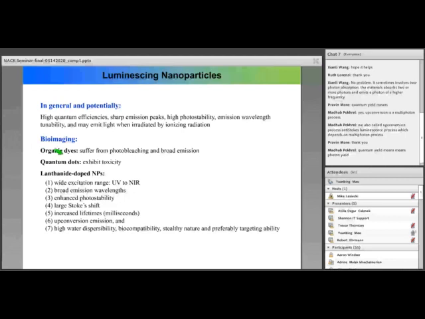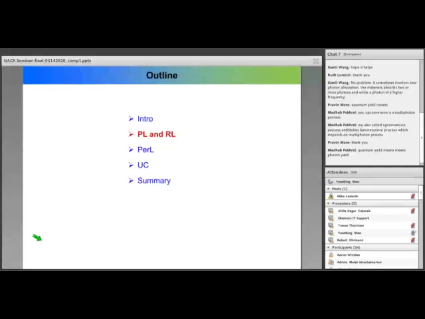A lot of times, of course, people use organic dyes, right? But they suffer from photobleaching and broad emission. And quantum dots, a lot of them are quite toxic. But for lanthanide-doped or transition metal doped nanoparticles, they don't have those issues. So that's one of the motivations why we want to focus on luminescent nanoparticles. I will skip this, and I think I spent too much time on this part.